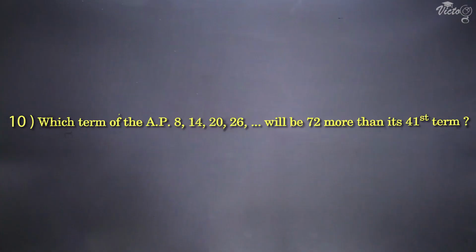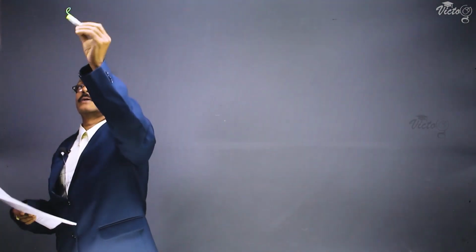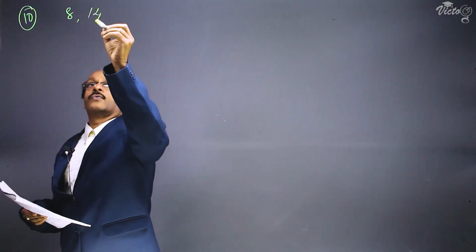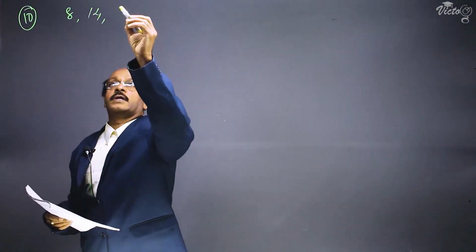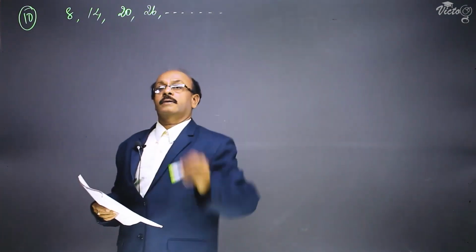Question number 10. Which term of the AP 8, 14, 20, 26, and so on will be 72 more than its 41st term? We are given an AP 8, 14, 20, 26, and so on.